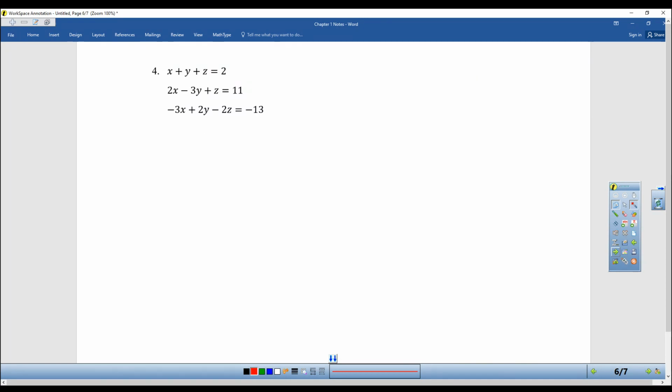All right, let's do one more. No clearing fractions this time. I'm just going to label them A, B, and C. I like A. Look at A. All right, I think I'm going to get rid of z this time. I'm just trying to make it different each time. So I'm going to actually do negative A. That would give me negative x minus y minus z is negative 2. And then I'm going to use B.